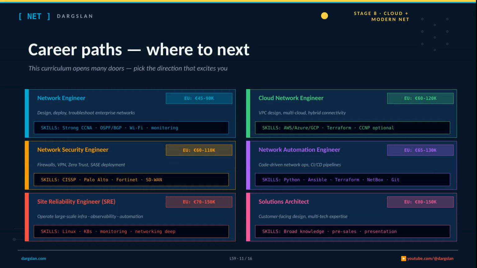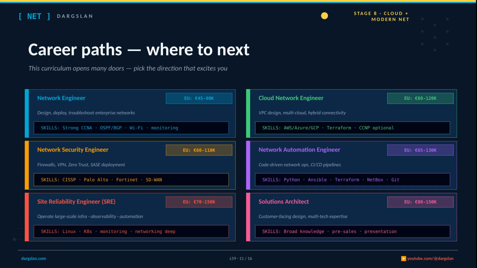And with those certifications in reach, the question becomes, where do you actually take this? 6 directions open up from here. The traditional network engineer track lives in the 45 to 90,000 euro range, while cloud network engineers designing VPCs and hybrid connectivity push well past 120.